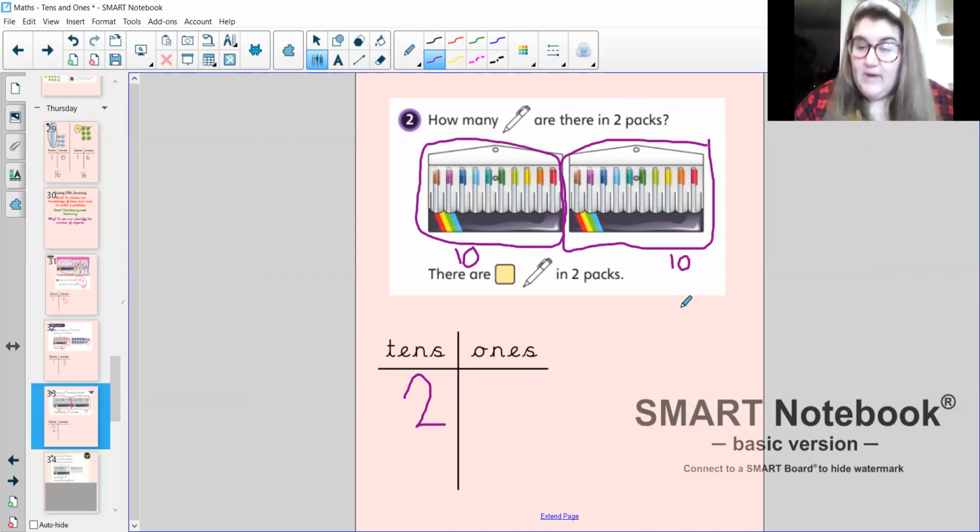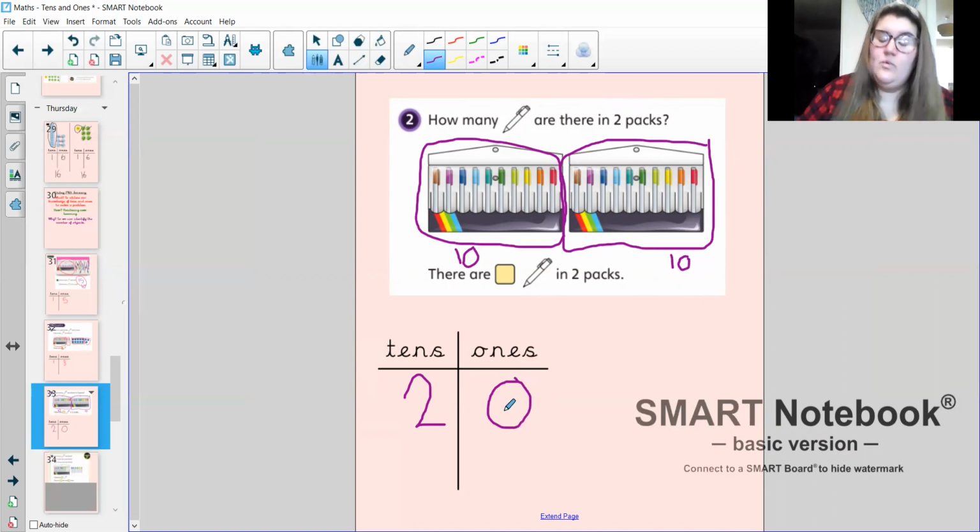How many ones do I have? How many pens do I have left over on the side that won't fit in the packs? Super stuff. If you said, well, we haven't got any ones this time. When we did step 2, identify the ones, we didn't have any because I can't see any left over. So we've got 0 ones. So if we've got 2 10s and 0 ones, we have got 20 pens altogether. There are 20 pens in 2 packs.